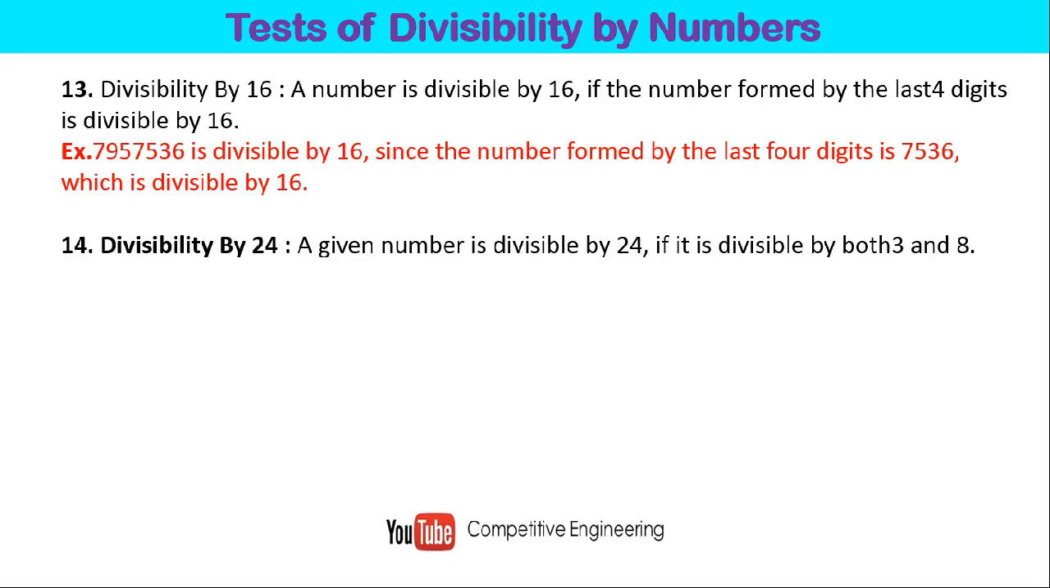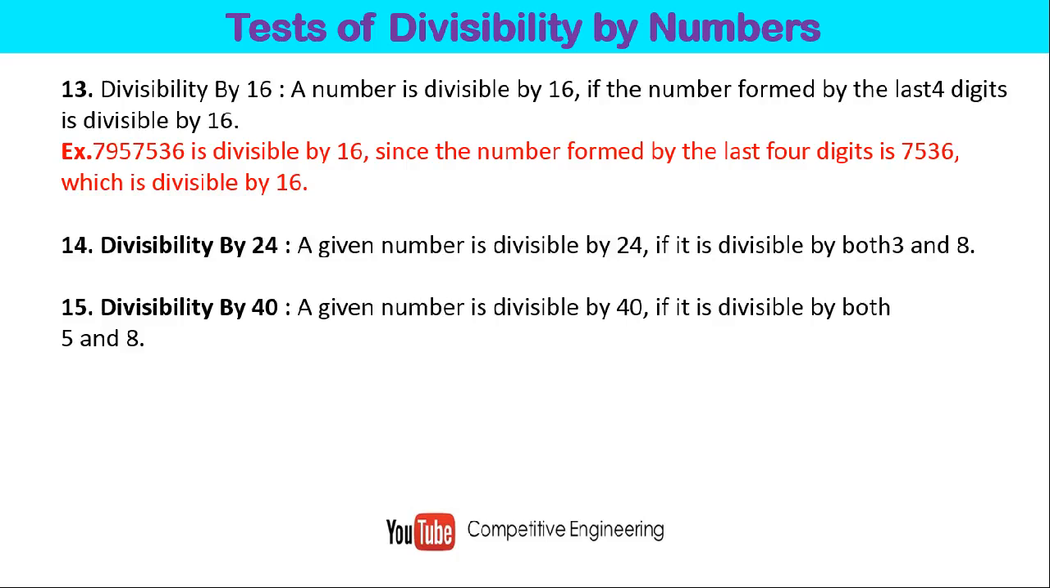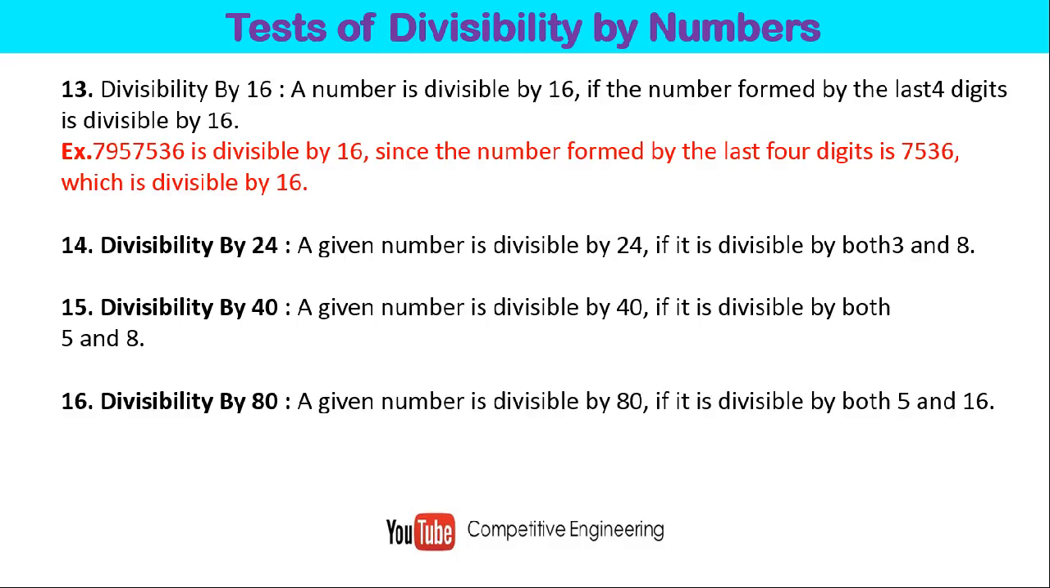So divisibility by 24. A given number is divisible by 24 if it is divisible by both 3 and 8. Then divisibility by 40. A given number is divisible by 40 if it is divisible by both 5 and 8. Then divisibility by 80. A given number is divisible by 80 if it is divisible by both 5 and 16. So in this way we can find the divisibility by other numbers also.